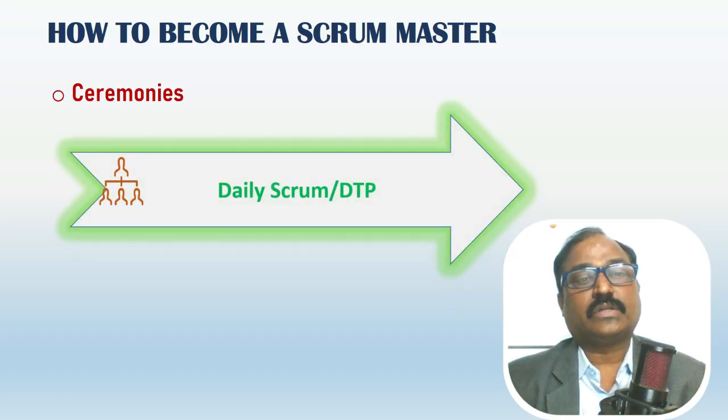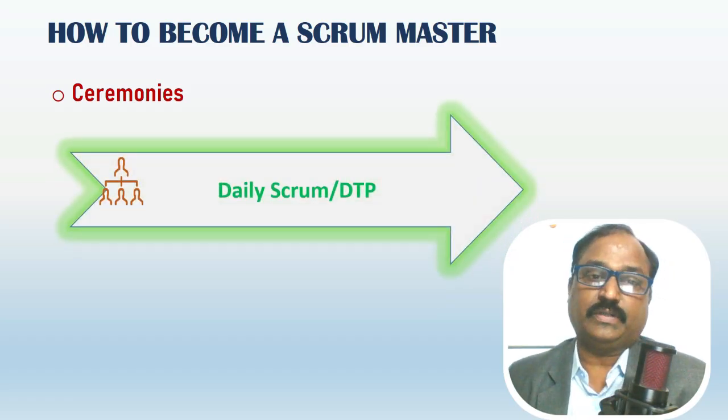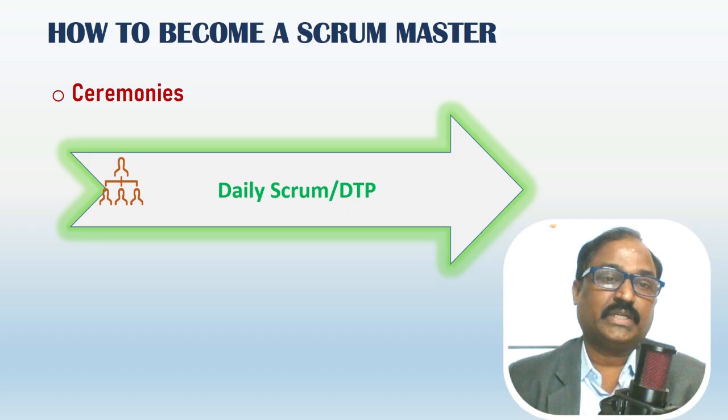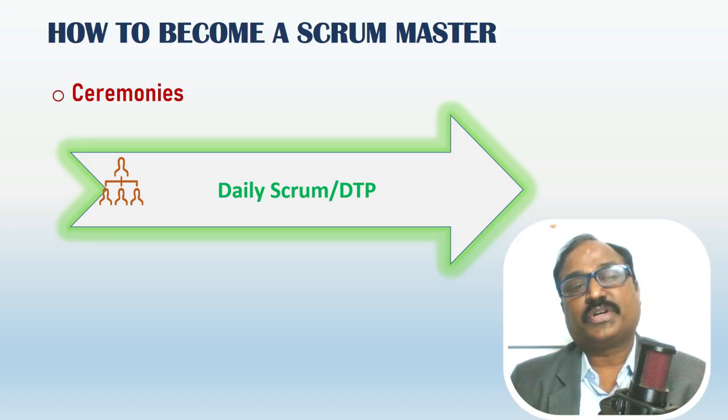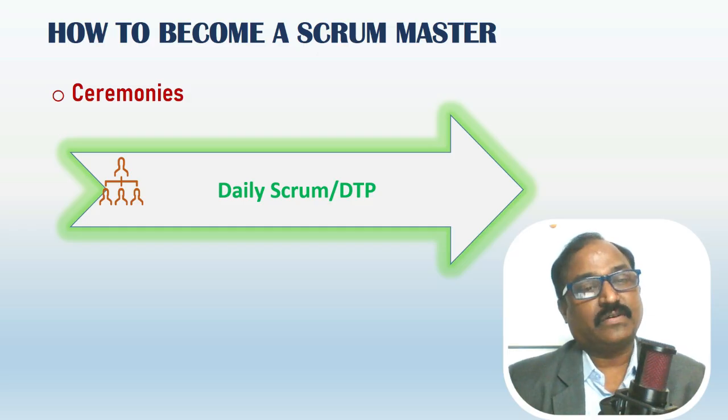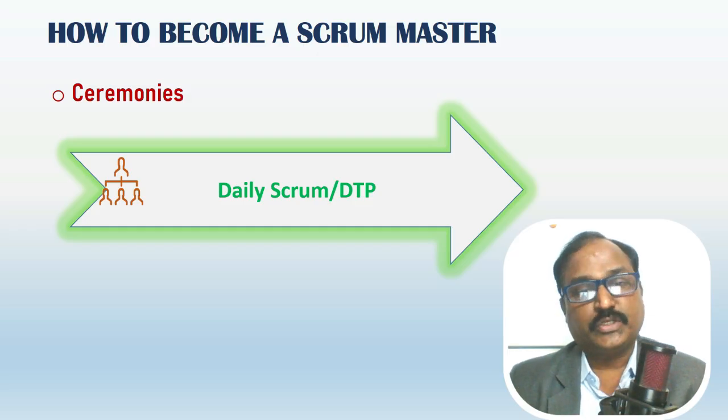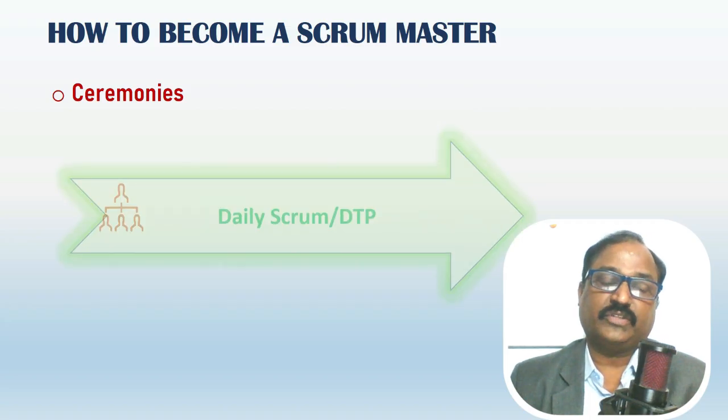Daily Scrum, also called as DTP, Daily Touchpoint Call. It's a daily short meeting with the team. It's about 15 minutes. Scrum Master discusses with each team member about what he or she has done yesterday, what is he planning to do for today, and discusses on are there any issues. If there are any issues, they will be handled separately after the meeting.